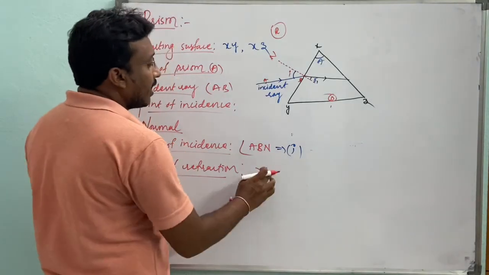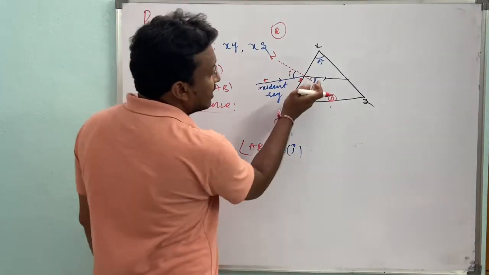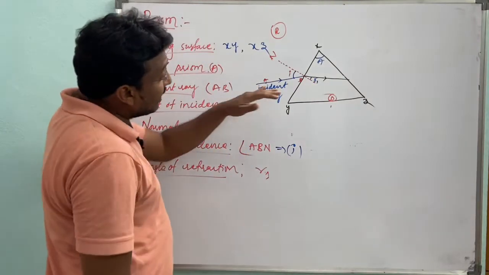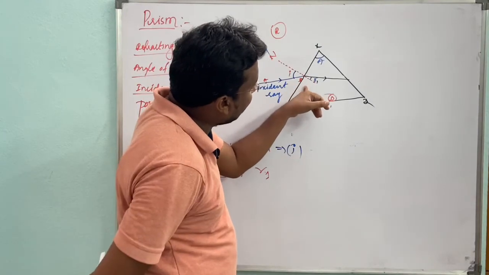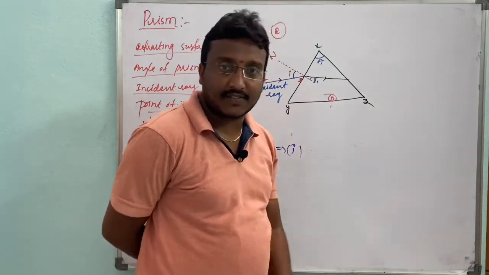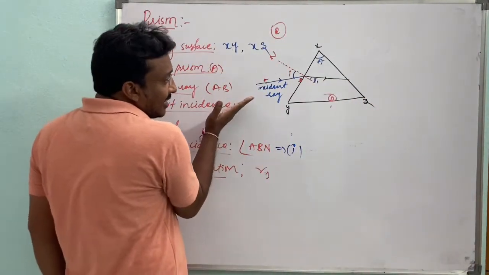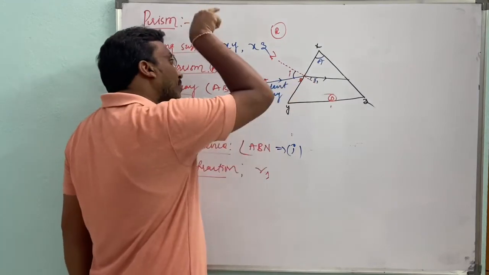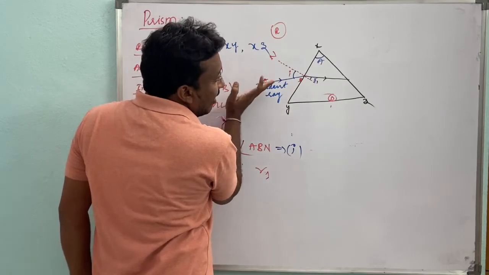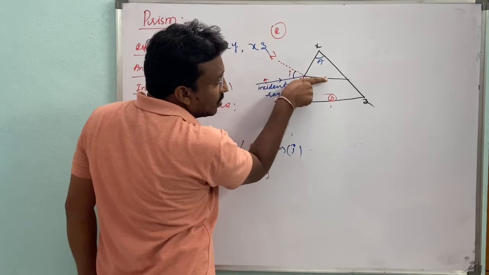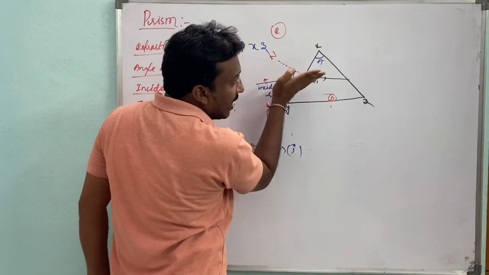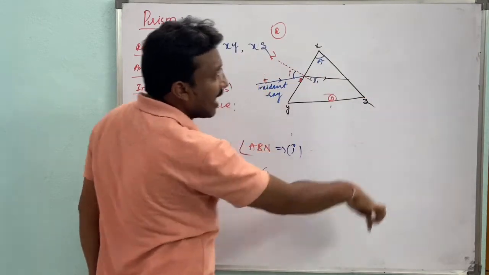Okay, this is the angle of refraction here, R1. Got it? Then the refracted ray comes towards another refracting surface. The incident ray enters from XY, and then it comes out. The incident ray travels from surface XY and comes out from XZ. It enters from XY and comes out of the prism from XZ.